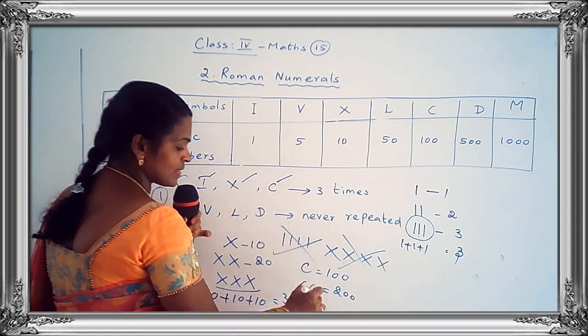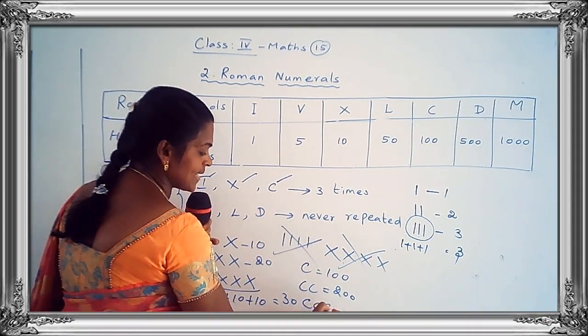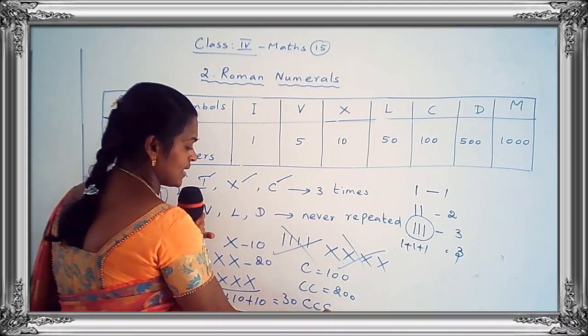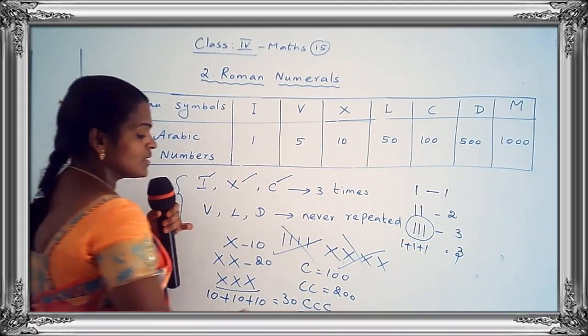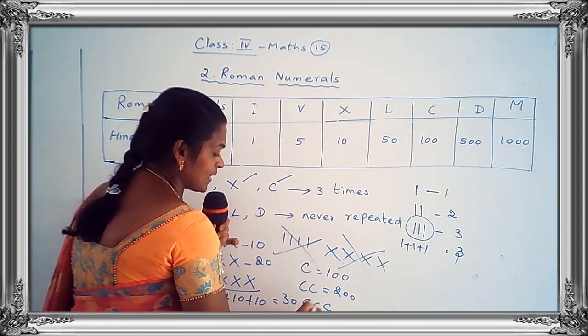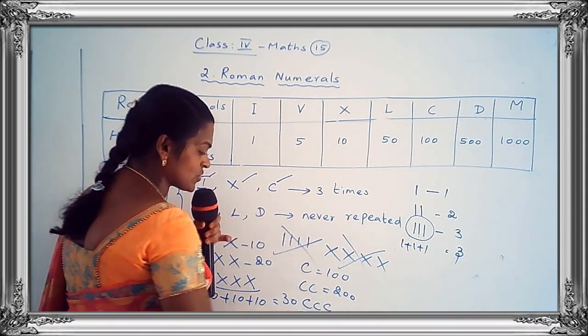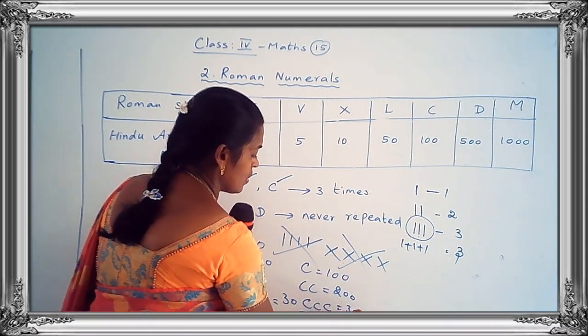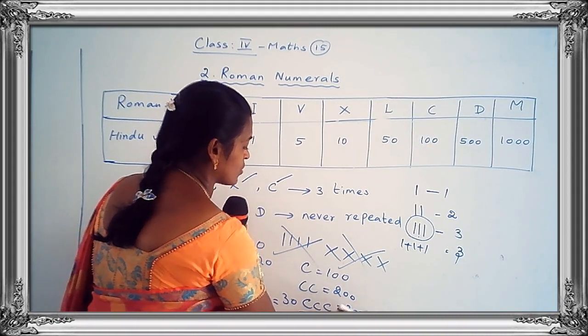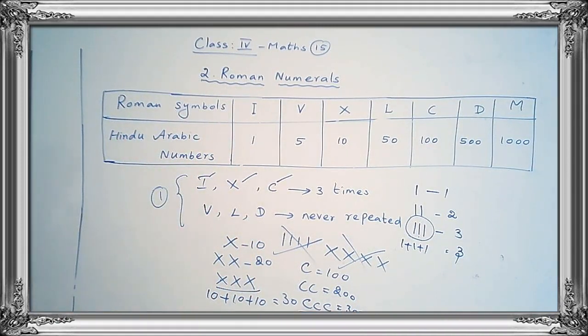Suppose 3 times C is there. So 100 plus 100 plus 100. How much? 300. So CCC is equal to 300. Okay children? Are you clear?